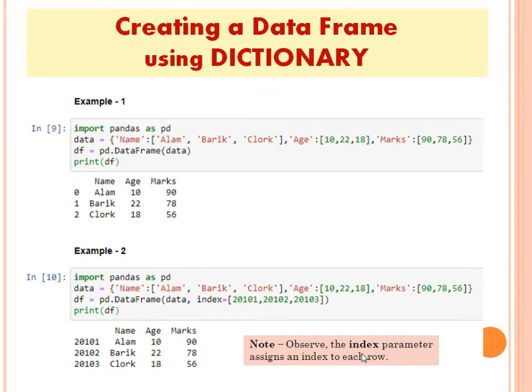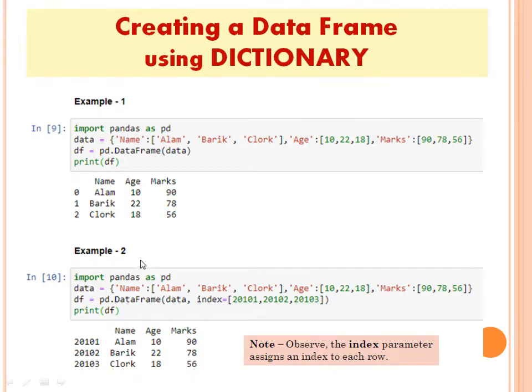So children, now we'll come to creating a data frame using a dictionary. Example 1. Import pandas as pd, again name, list of names, age, list of ages, marks, list of marks, and all are inserted into data, and pd.DataFrame(data). It displays all the data present in the data frame. Clear? This is how, with the help of a dictionary, we create a data frame.